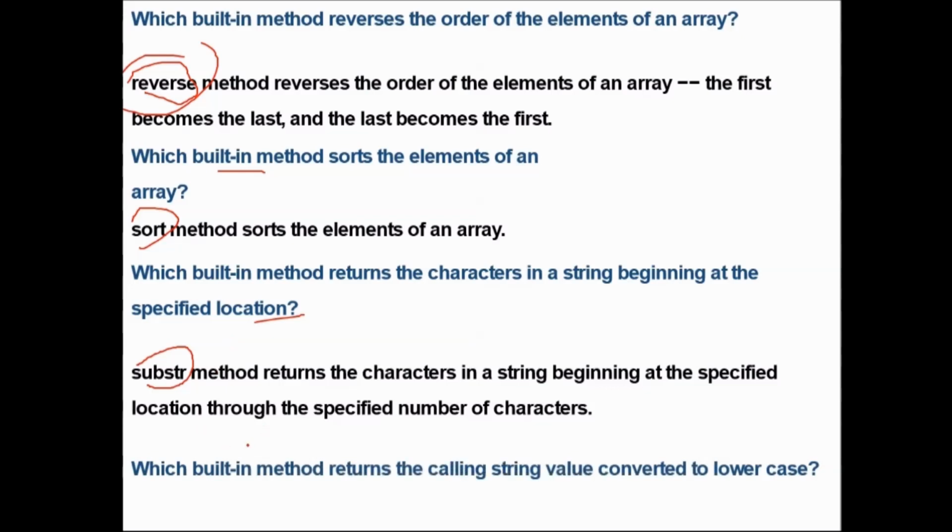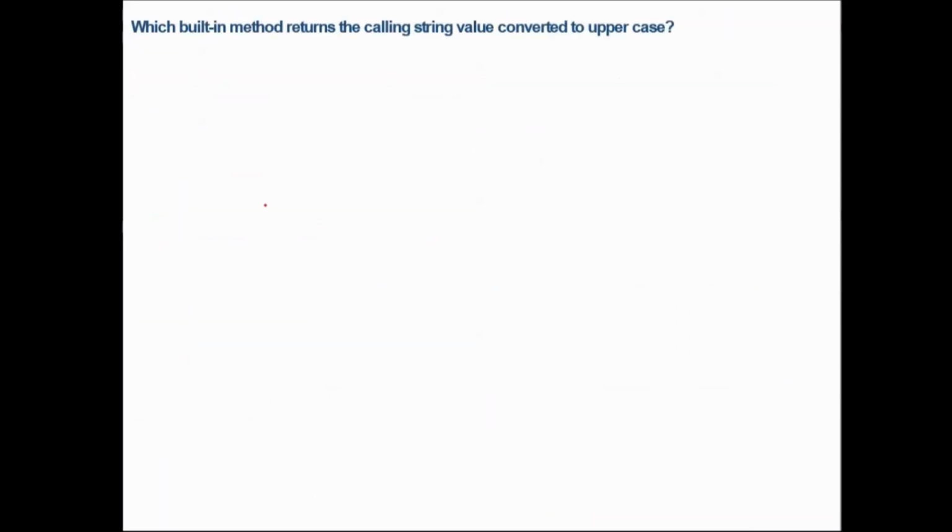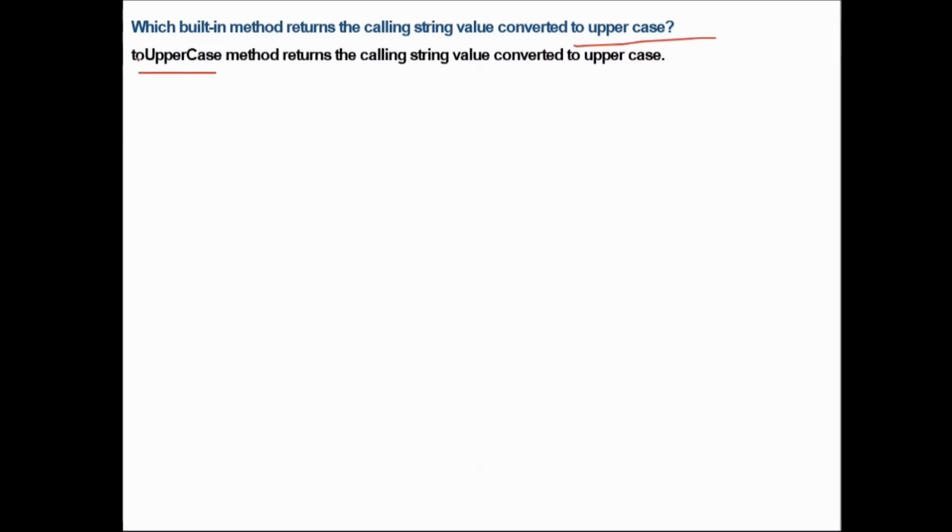Then which built-in method returns the calling string value converted to lowercase? So you write toLowerCase, where the t is small, L is capital, C is capital. This method returns the calling string value converted to lowercase. Now the same question with uppercase. For that you use the toUpperCase method: t small, U capital, C capital. The toUpperCase method returns the calling string value converted to uppercase.